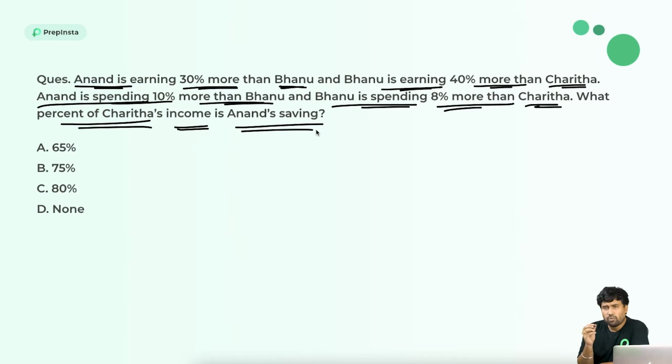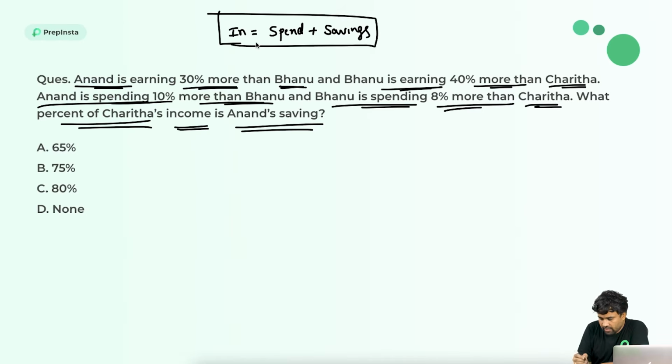Okay, just look at here guys. The problem is related to income, spending or expenditure, and savings, right? So we know the formula that income is equal to spendings plus savings. So based on this, we will find the answer.